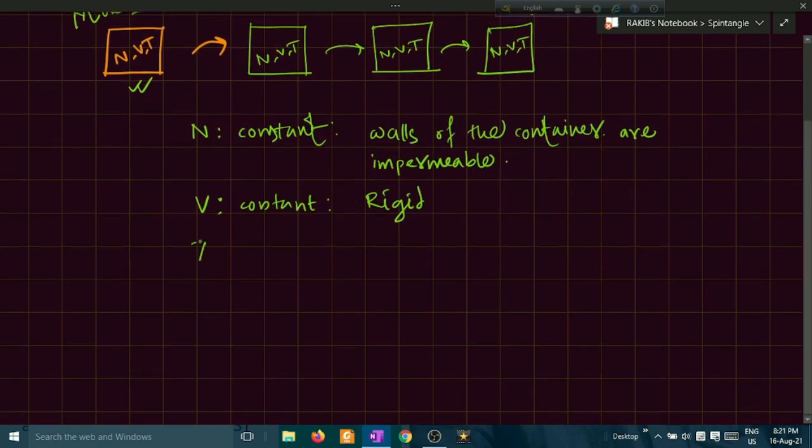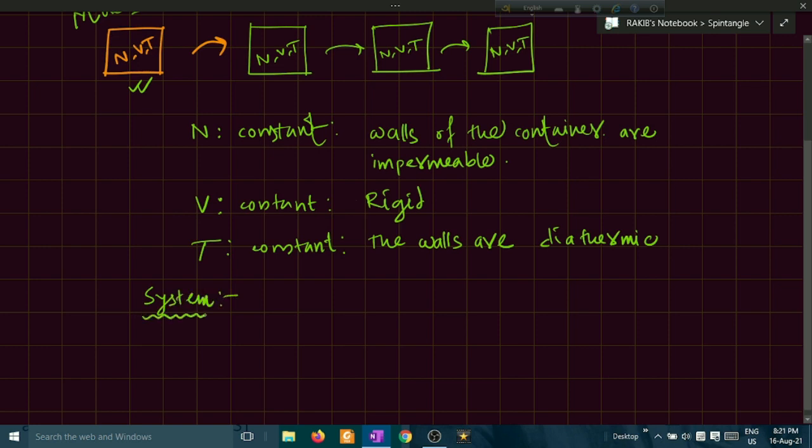Now temperature constant means the walls are diathermic. These are the four parameters that we have to define before going to the main core topic, and the nature of the system is what?